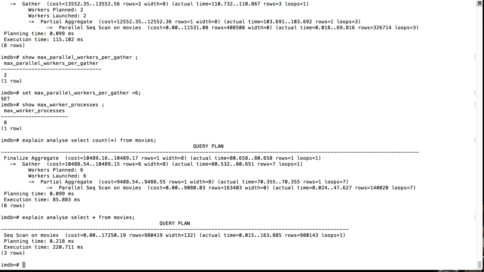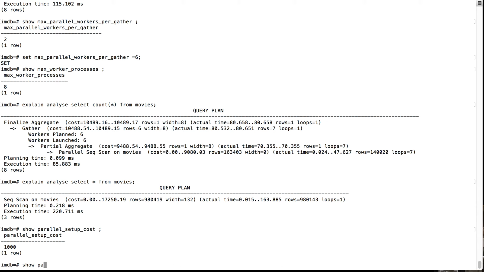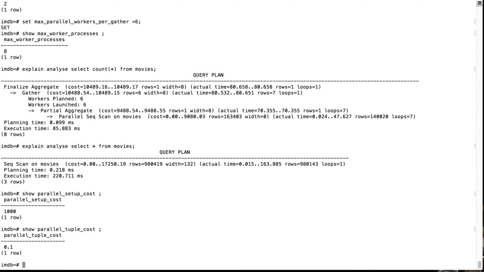Okay, here is the next query, but with no parallel sequence scan here. Can we force parallel sequence scan on this particular query? Yes, we can. There are 2 parameters for doing this. One is parallel_setup_cost. Next is parallel_tuple_cost.